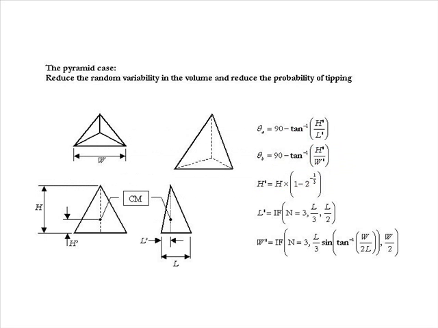To demonstrate the use of Robustica, we will consider the simple example of a pyramid, which is covered in the user guide. Here we can see a drawing of the pyramid and the functions used to predict the volume of the pyramid and the conditions under which the pyramid will tip. For this case, it is desired to minimize the random variability of the volume and reduce the probability of the pyramid tipping when it is tilted at an angle of 10 degrees.